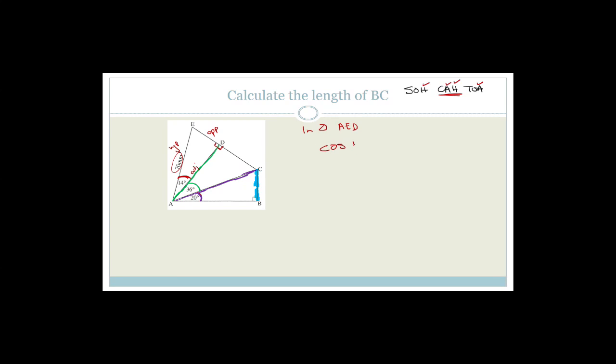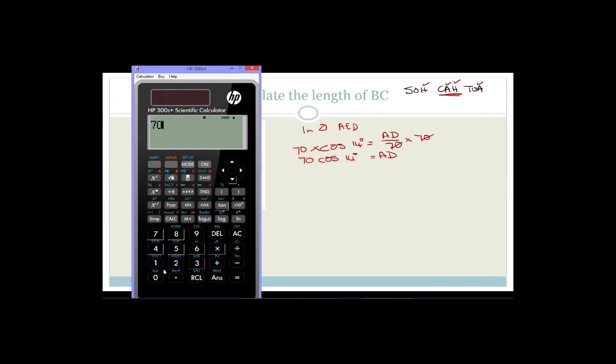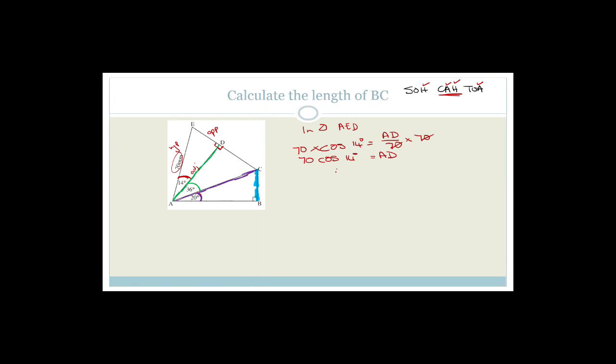So we can say cos of 14 degrees equals the adjacent side, which is AD, over the hypotenuse, which is 70. Okay, so do you agree we can multiply both sides by 70? That cancels with that, and we end up with 70 cos 14 degrees is equal to AD, and we can get out our calculators and go 70 cos 14, close the bracket, equals, and it becomes 67.92. And remember, you're always rounding off to two decimal places at the moment. So AD is 67.92.